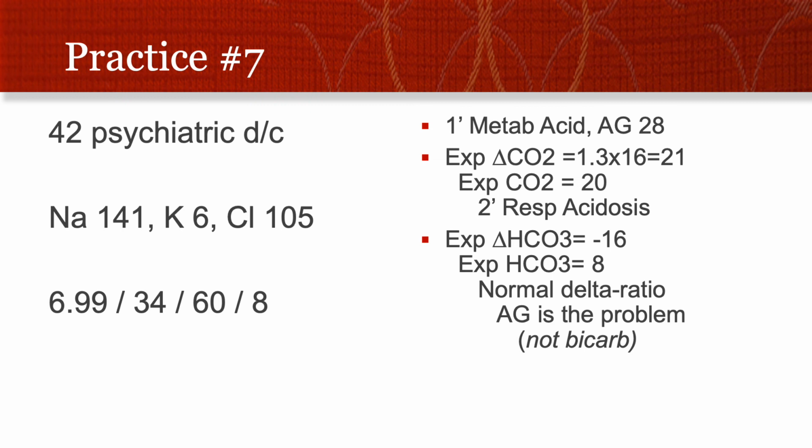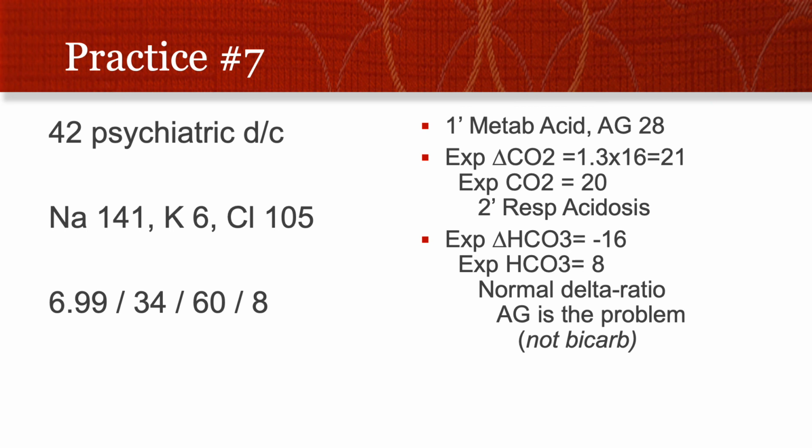In our compensation ratios, we see that our expected change in CO2 equals 1.3 times the change in bicarb. In this case, the change in bicarb is 24 minus 8, or 16. 1.3 times 16 equals 21. So our expected CO2 is 40 minus 21, or about 19 or 20. And in this case, the CO2 is much higher than it should be. So this is secondary respiratory acidosis.